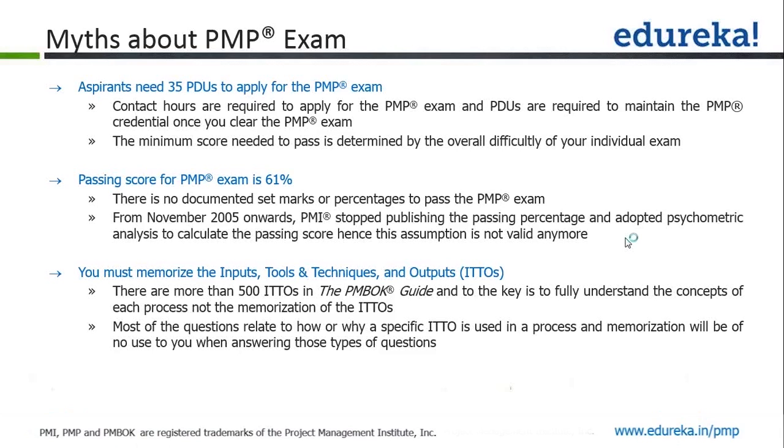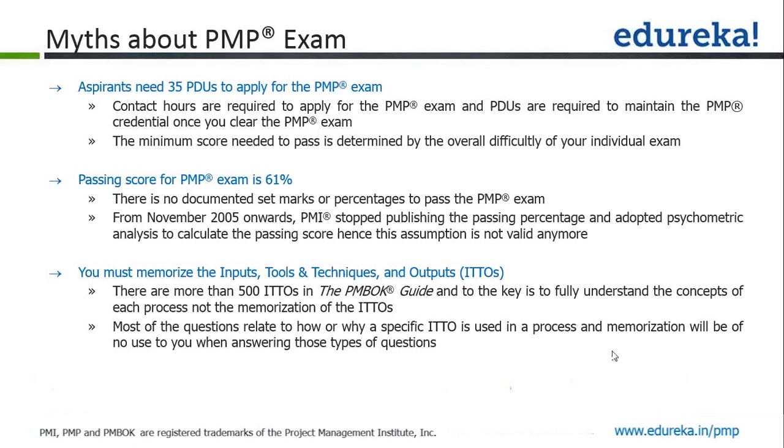And once you apply for the exam and you clear it and you become a PMP credential holder, then you need to maintain that credential, and for that you need to earn 60 PDUs over a period of 3 years. PDU stands for Professional Development Unit, and each hour spent in any project management activity recognized by PMI is going to give you 1 PDU. So that's about the PDUs here.